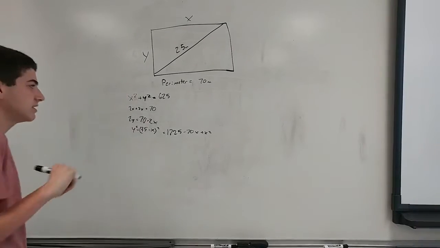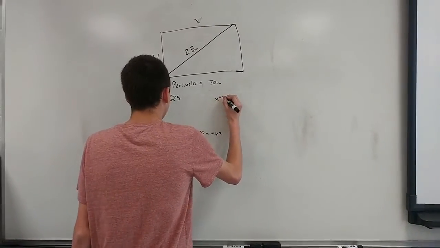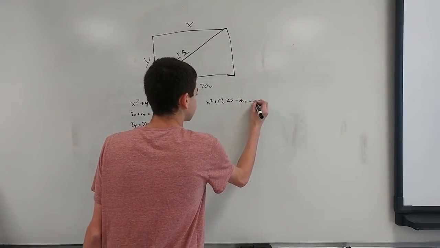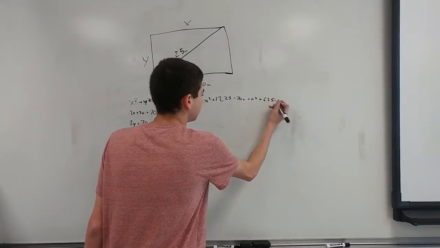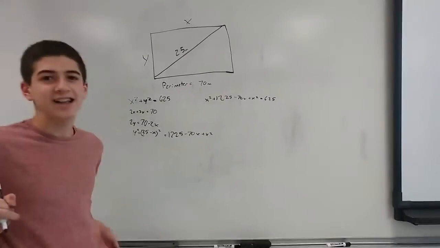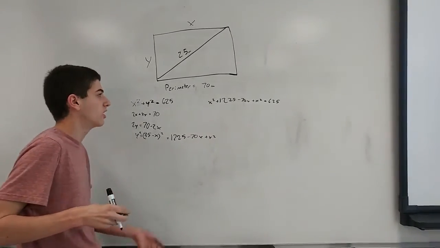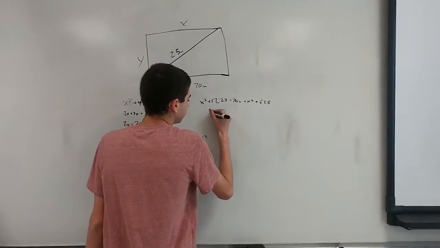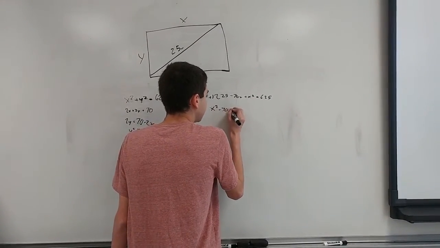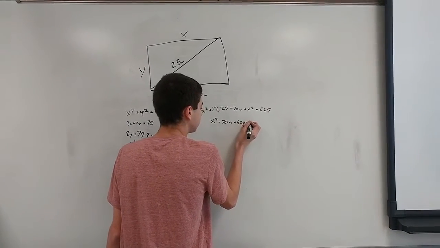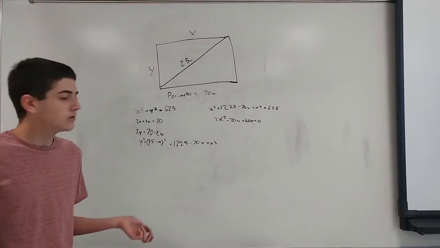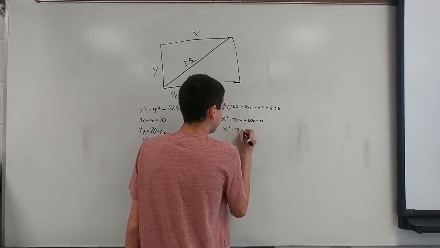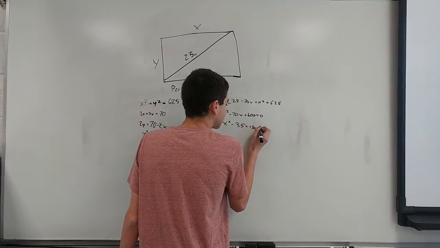Now that we have this, we can substitute into this equation, seeing that x squared plus 1,225 minus 70x plus x squared equals 625. Now we should simplify it down into a factorable form in order to solve for x. We can do this by combining like terms to get 2x squared minus 70x plus 600 equals 0. Now we can simplify it further by factoring out the 2 to get x squared minus 35x plus 300 equals 0.